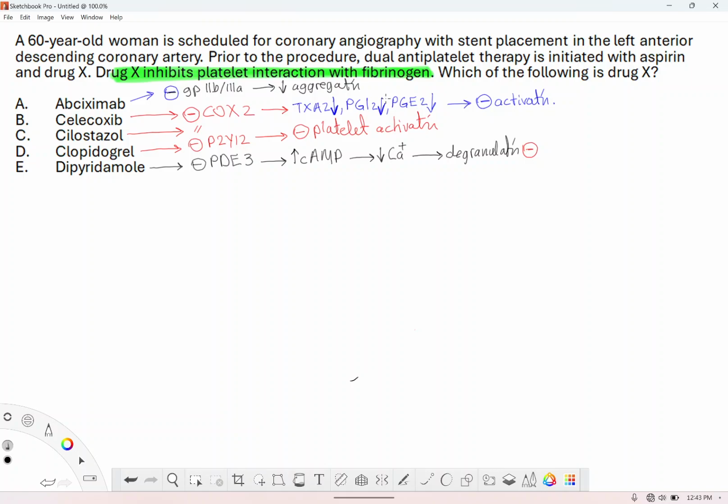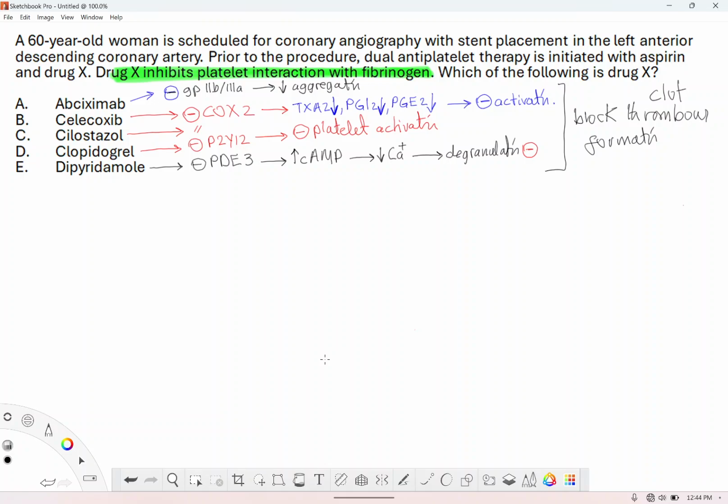So at the end of the day, all these drugs, all of them decrease thrombosis or block thrombosis. It blocks thrombus formation or clot formation, thrombus formation, clot formation, whichever one you like. Okay, that's what it does. But their mechanism is different. Okay.